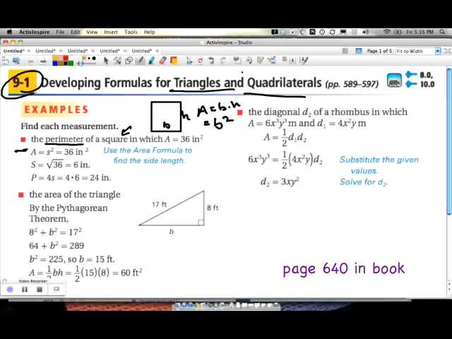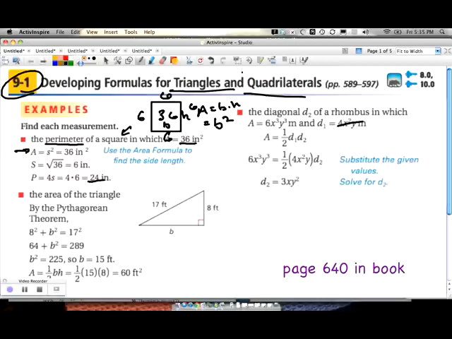So that's what it's saying right here, the area is side squared, and if the area is 36, then that means each of these sides was 6. And if each side is 6, that means the other two sides are 6. You add them all up, you get 24. So that's how they're getting that piece there.